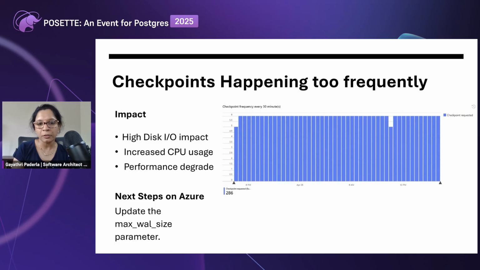To do that, if you go to the troubleshooting guides within the Azure portal, under the IOPS tab, you will be walked through checkpoints, and we provide you some selected queries using which you can find out how much GB is getting accumulated between the two checkpoints. Based on that, you can set a higher value of the max WAL size parameter so that your checkpoints are not requested. If they are mostly timed, then your server performance is optimized.